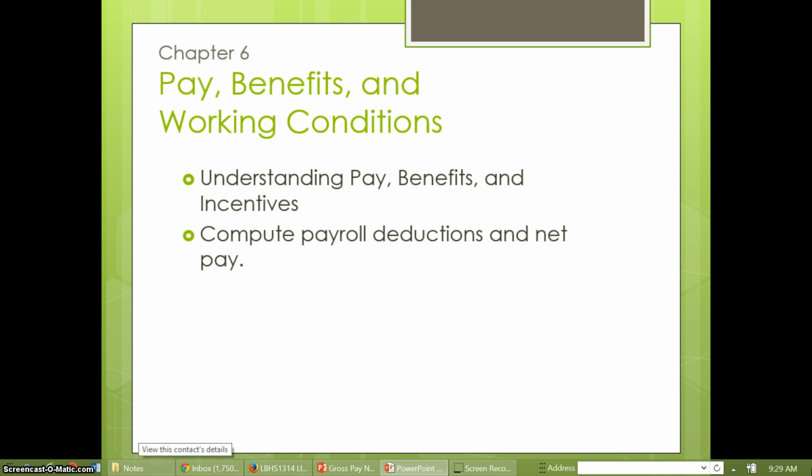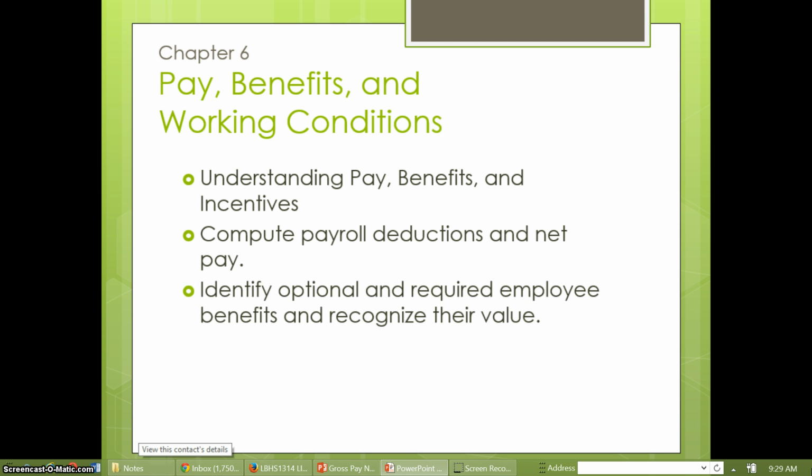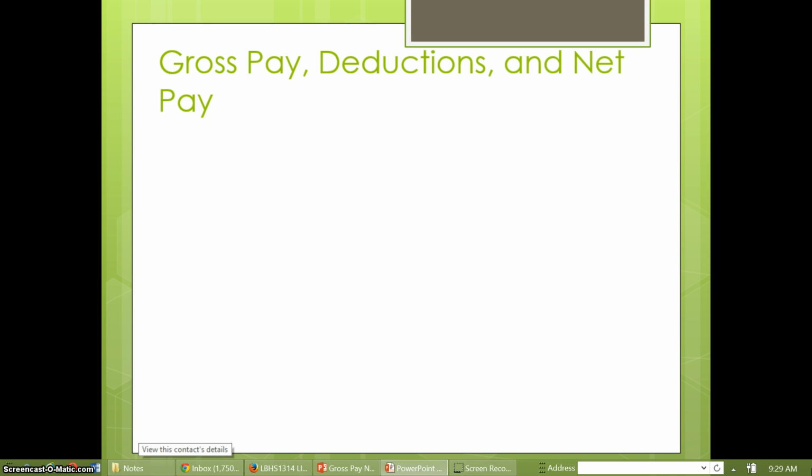Compute payroll deductions and net to calculate your net pay. Identify optional and required employee benefits and recognize their value. And then finally, work arrangements and organizations to prepare you for your profession. So, gross pay, deductions, and net pay. What does that all mean?